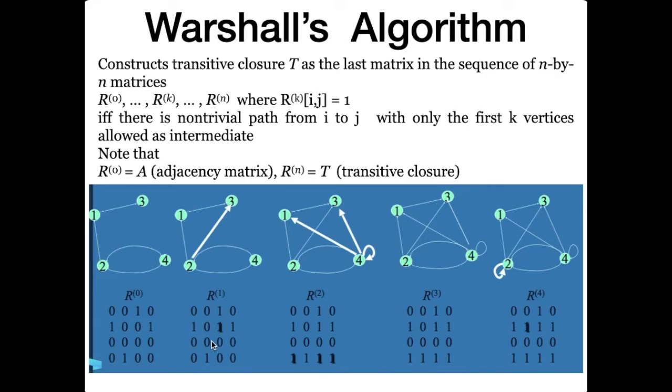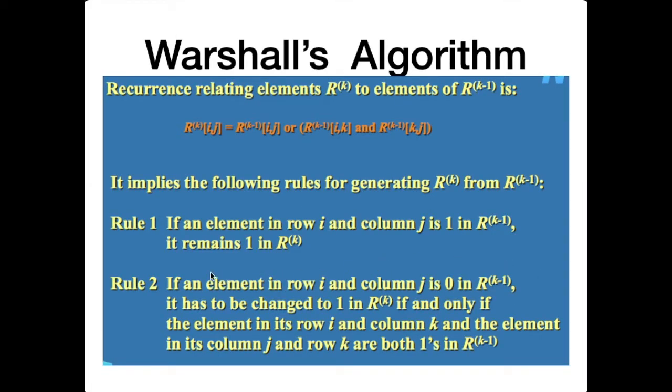We need to check whether it becomes 1 by allowing intermediary vertex 1, then intermediary vertices 1 and 2, and so on. In this case, we can see that it gained 3 additional edges because we allowed 2 as an intermediary vertex. And so on. Just to formalize the rules, we have this and this as the paragraph form of the recursive relation. Rule 1: if an element in row i, column j is 1 in the previous iteration, it remains 1. But if the element in the previous iteration is 0, it has to be changed to 1 if and only if these two elements are also 1 in the previous iteration.